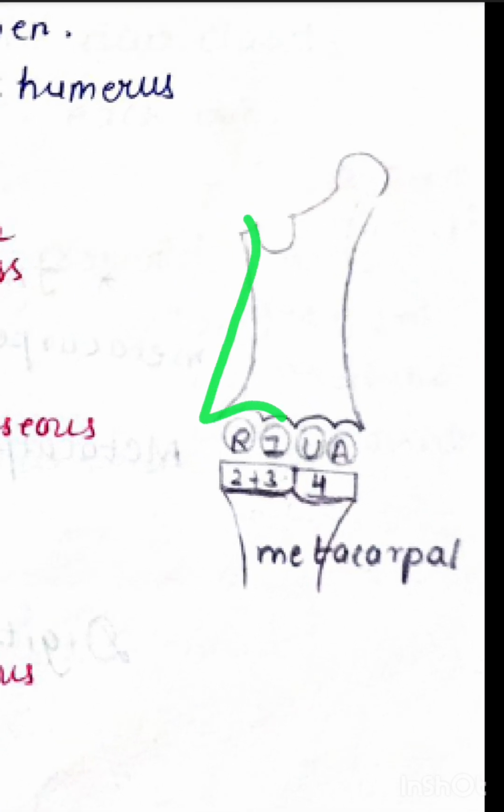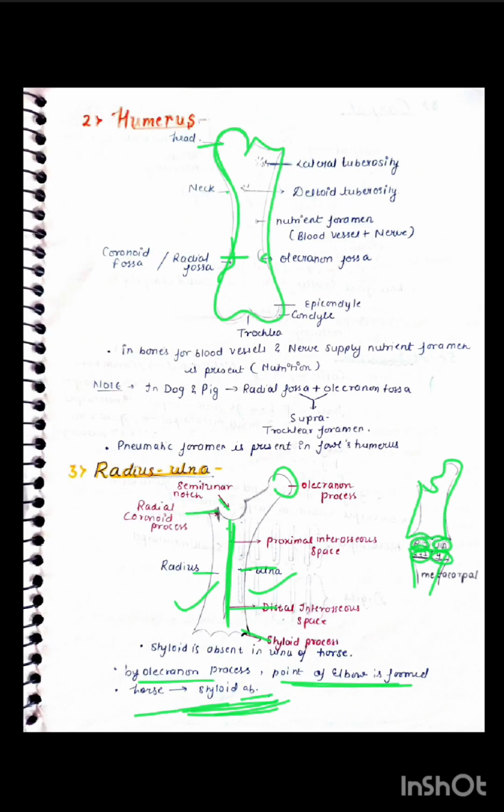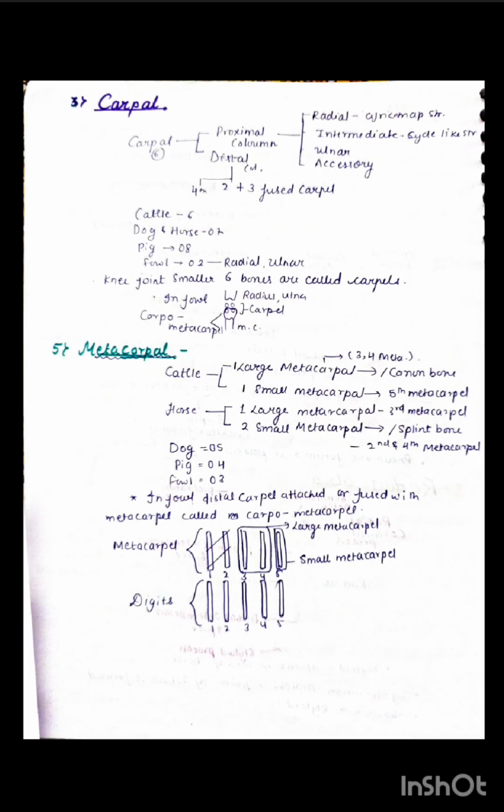This is our radius and ulna, and these are the metacarpals. So there, 2-3 metacarpals are present. This is the radius and this is the ulna. Let me come to the next part of this chapter. Carpal.